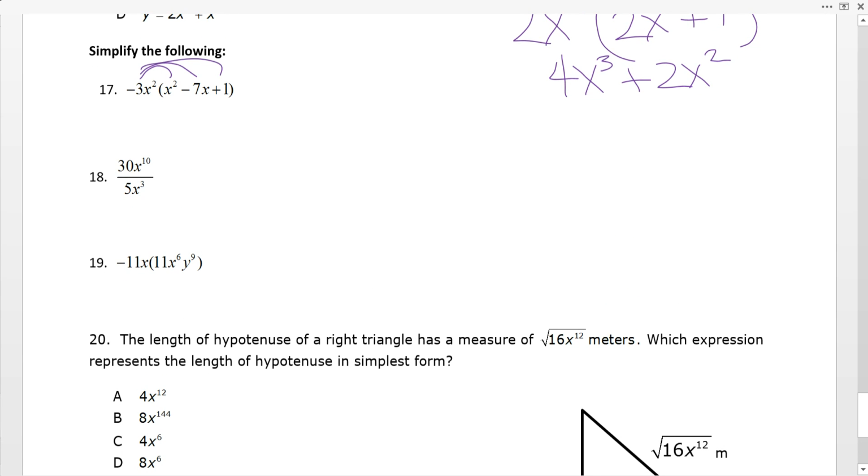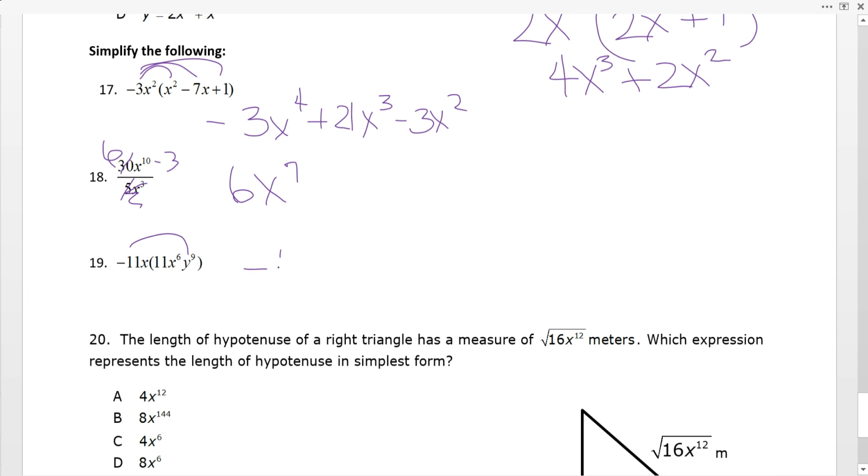Distributing minus 3x to the 4th plus 21x cubed minus 3x squared. I'm going to divide by 5, so I end up with 6 up here, nothing on the bottom. And I'm going to subtract 10 minus 3, so I end up with 6x to the 7th.